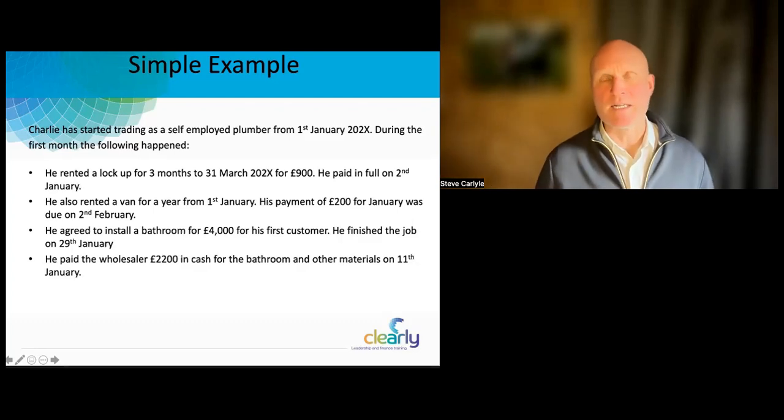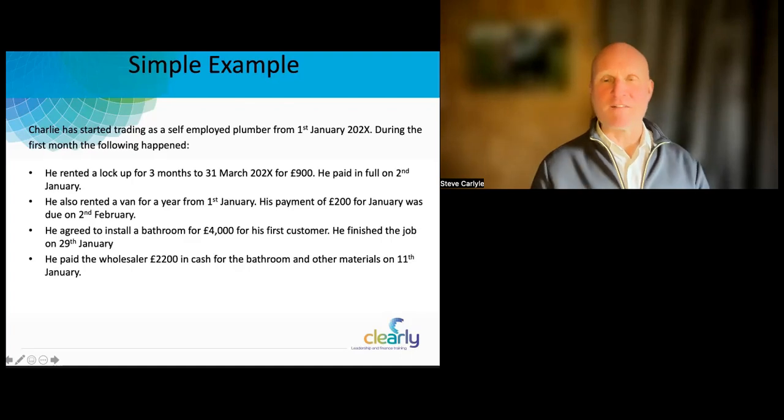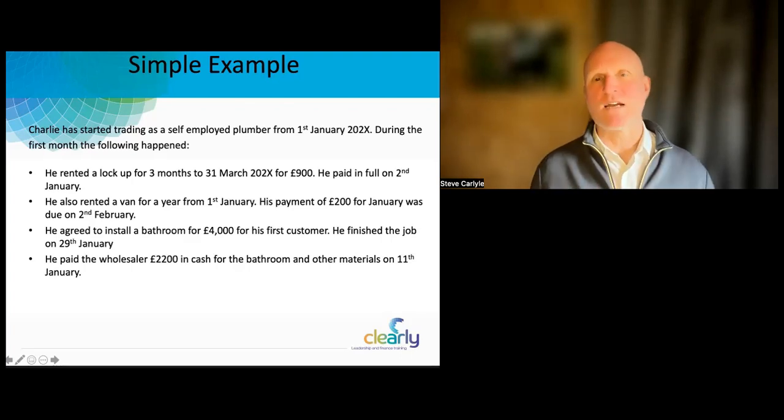He's a very modern plumber. He advertises on Facebook, and he paid them £50 to advertise. And actually, that's where his first customer came from. His first customer had seen him because the first customer was a friend of one of his Facebook friends, and he got recommended to Charlie, and that's how he got that first job.